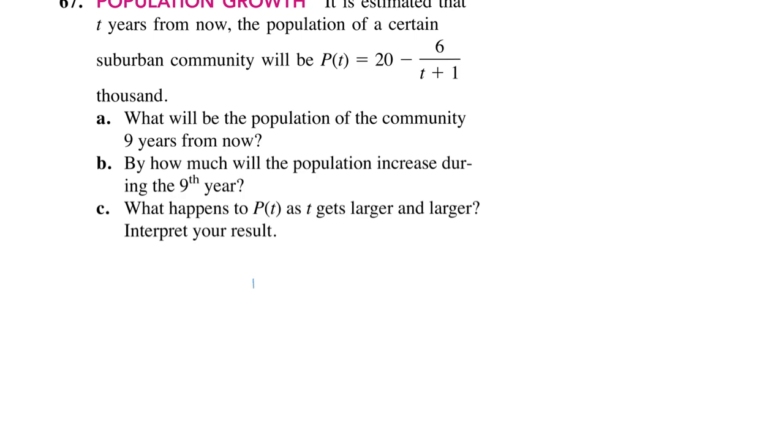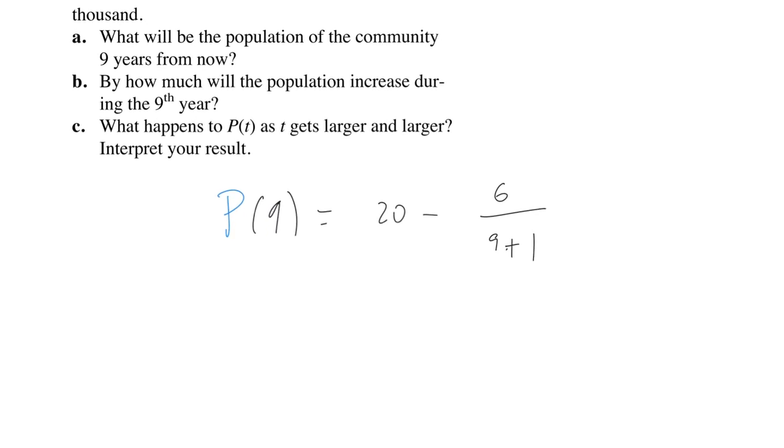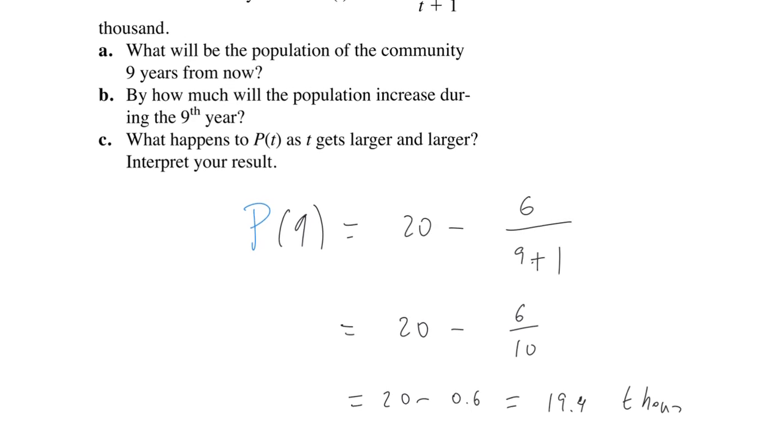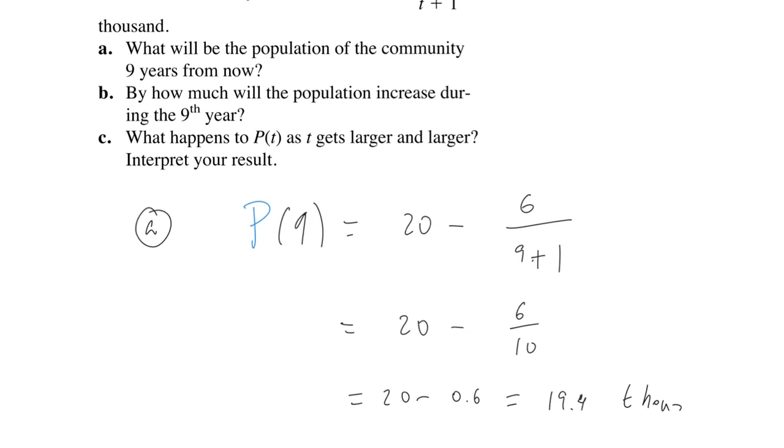from now. So it's asking you what is P of 9. P at the time t equal 9 years is 20 minus 6 divided by 9 plus 1. 6 divided by 10 is 0.6, so 20 minus 0.6 is 19.4. So P of 9 is 19.4 thousand. Population is measured in thousands of people. Okay, so we have answered question A.